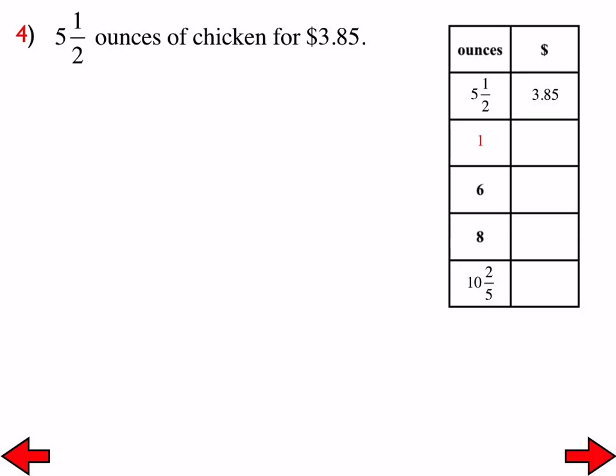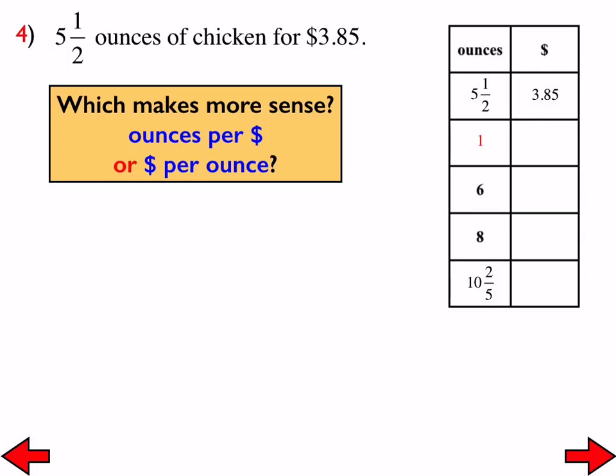All right. Now for number 4, I'm going to do a lot of the work for you because I want to get to the point of number 4, and that's this. So I think we all know that we're supposed to find the unit rate. So in this problem, which makes more sense, ounces per dollar or dollars per ounce?